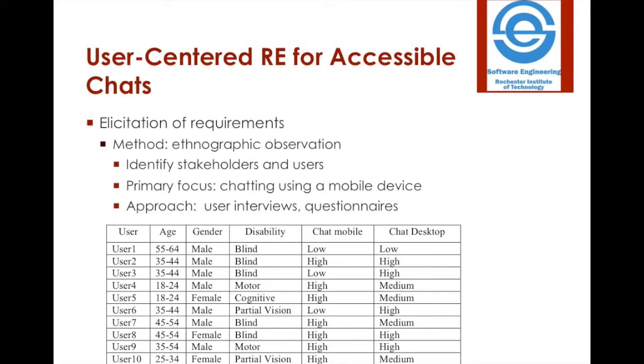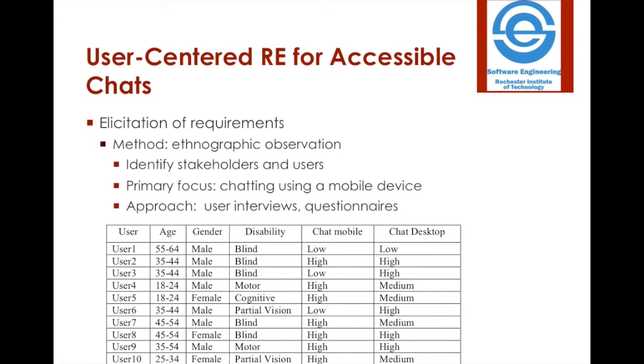Then, semi-structured interviews were conducted, followed by questionnaires. The questions were asked for 1 hour, and they were related to personal data, technological preferences, and the problems that participants face when they use chat programs.